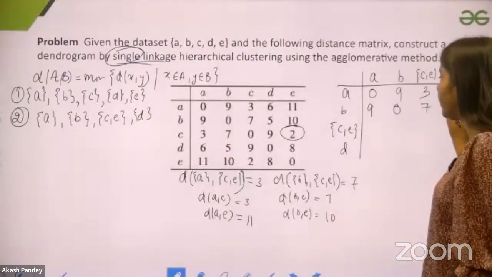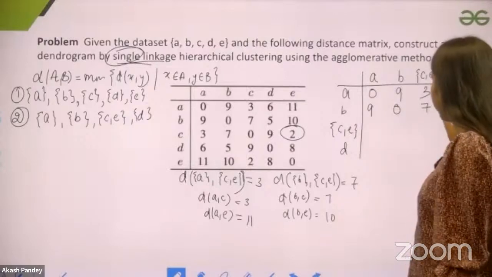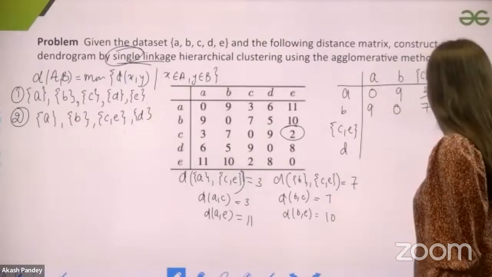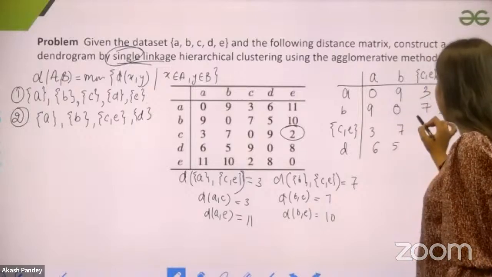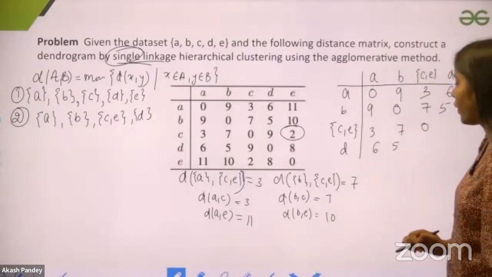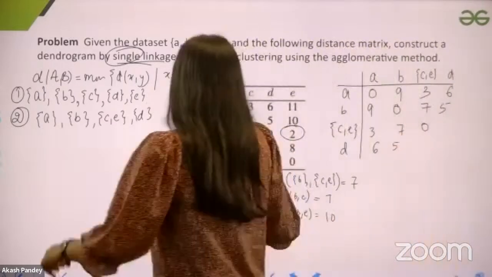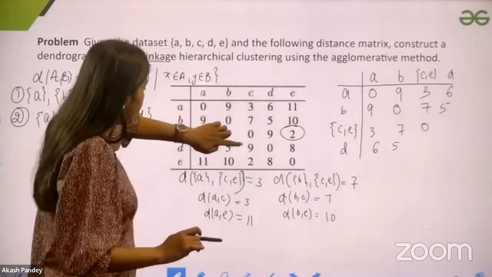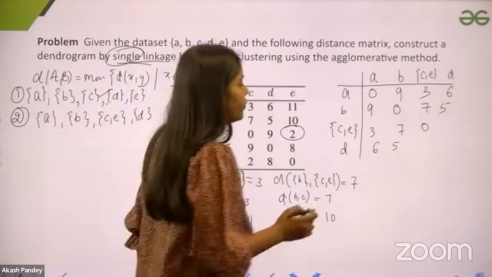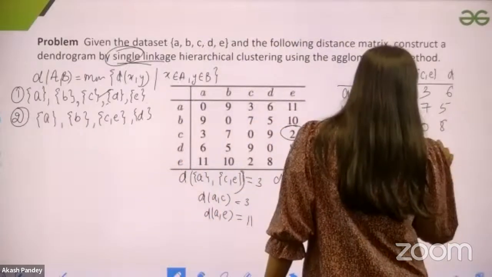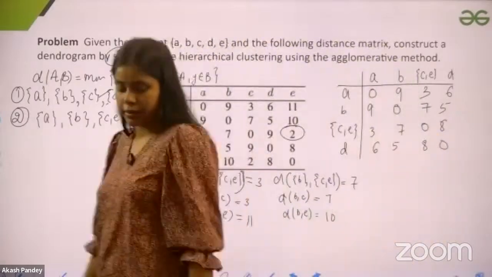Now the distance of B with D is simple, that is 5. Similarly, you can now write down 3, 7, and this is 6, 5. The distance of C with C is 0. Now you need to find the distance of C with D. Can I write it down directly? The distance of D with C is 9. The distance of D with E is 8. So obviously, you would get the distance here as 8.